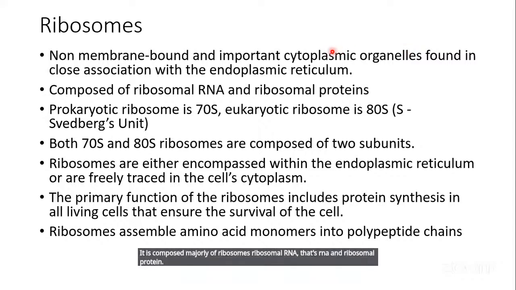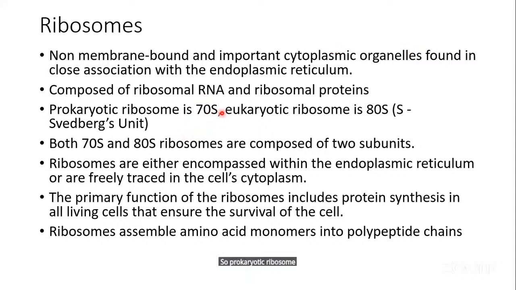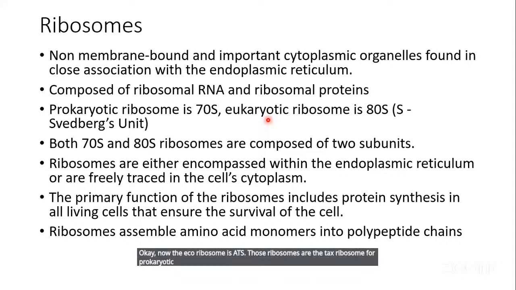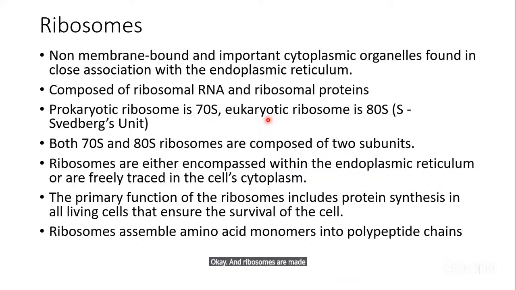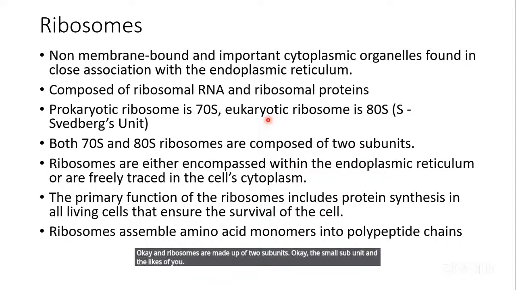So the prokaryotic ribosome is 70S. S is a unit of intensity. Now, the eukaryotic ribosome is 80S. The intact ribosome for prokaryotes is 70S, and the intact ribosome for eukaryotes is 80S. And the ribosomes are made up of two subunits, the small subunit and the large subunit.